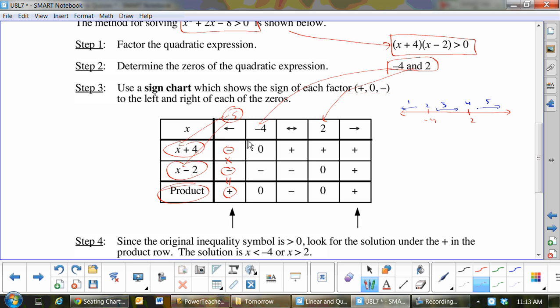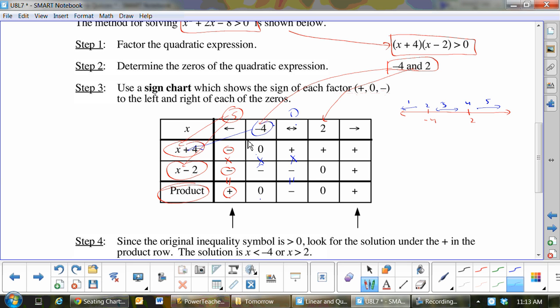Okay? Now, the next one, you actually take the point negative 4 and put it in. Well, that's going to give you 0, obviously. Negative 4, negative 2 is negative 6. That's negative. 0 times negative is 0. Okay? Now, anything between negative 4 and 2, what's a good point? 0. Okay? Take 0, put it in. 0 plus 4 is positive. Yeah? 0 minus 2 is negative 2, right? So you can see how a positive times a negative equals a negative.